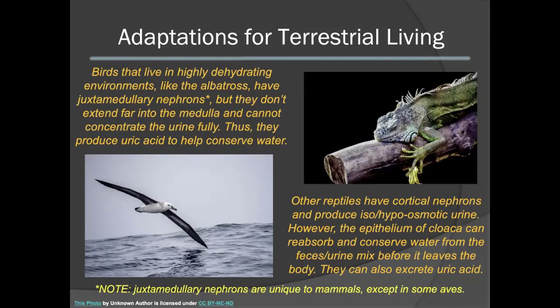Also keep in mind that we examined in previous slides the presence of the salt glands in the nasal cavity that also help to conserve water in a dehydrating environment such as the marine environment. Other reptiles have cortical nephrons that produce iso- or hypoosmotic urine. However, the epithelium of the cloaca can help resorb and conserve water from the feces and urine mix before it leaves the body. Reptiles also have the ability to excrete uric acid, once again increasing their conservation of water in different types of environments.